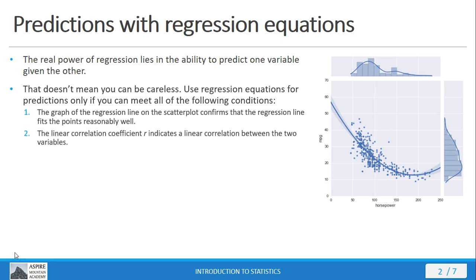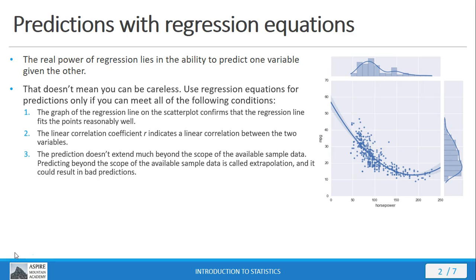Second, your linear correlation coefficient needs to indicate that there is a linear correlation between the two variables. In other words, you've cleared the bar. You've gotten over that threshold of the critical r value so that you can say, yes, we have statistical evidence. There is a sufficiently strong linear correlation here.